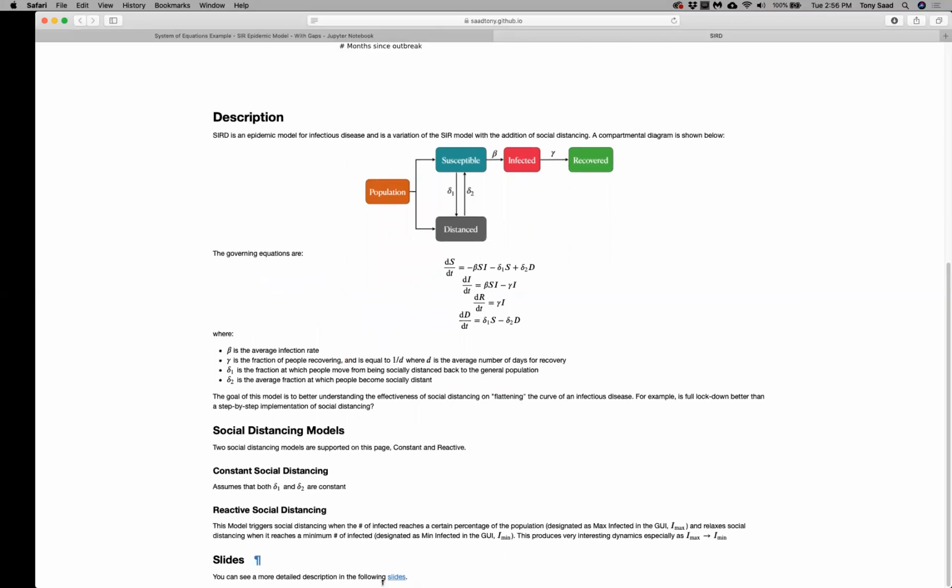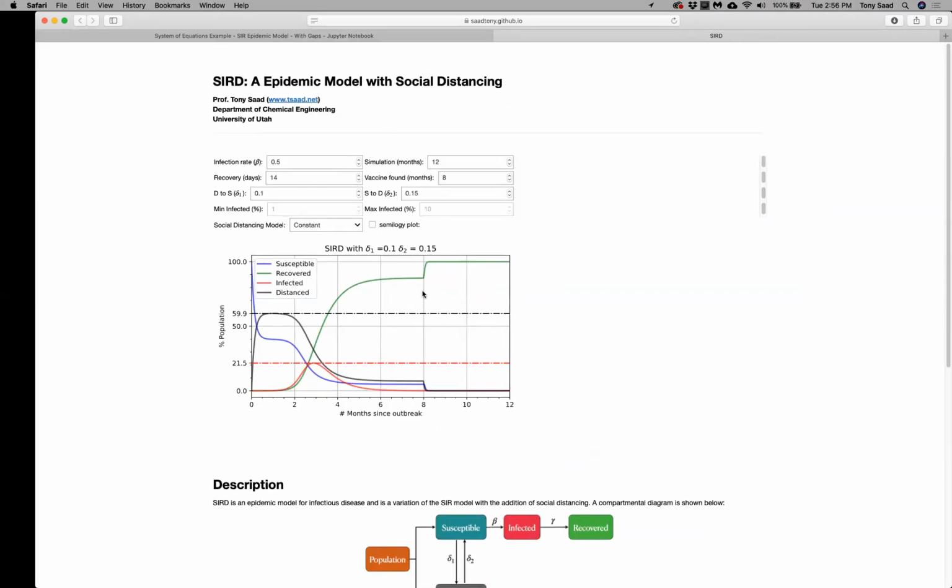There's a description of the model in the page, and there's a set of slides at the bottom. Just follow that hyperlink. You can study it on your own. But the cool thing over here is you can play around with a bunch of parameters. And a couple of cool parameters, you can add the discovery of a vaccine. So let's say you discover a vaccine after 6 months.